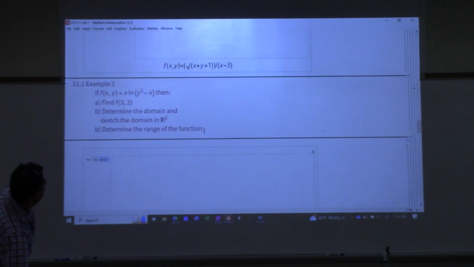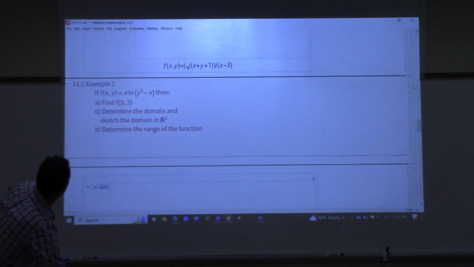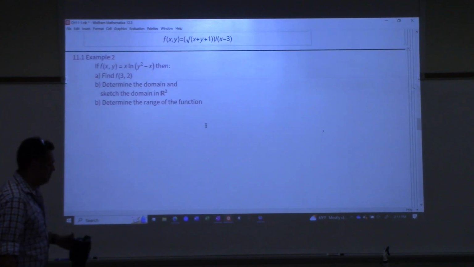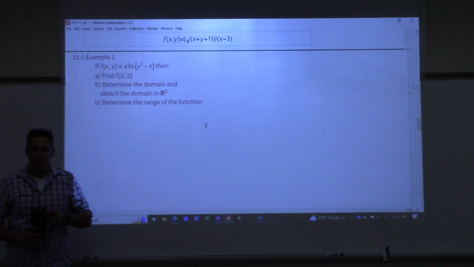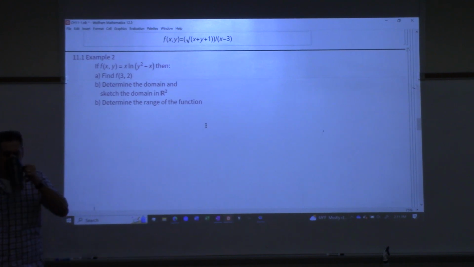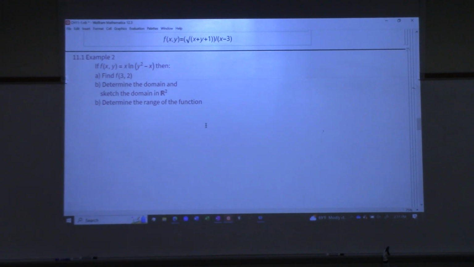Okay, let's look at our next one. These look like surfaces, don't they? They're surfaces. That's what we're looking at, a surface. Something kind of floating in the air. It's like we have the domain on the ground, and then we have some sort of sheet or surface floating above it.